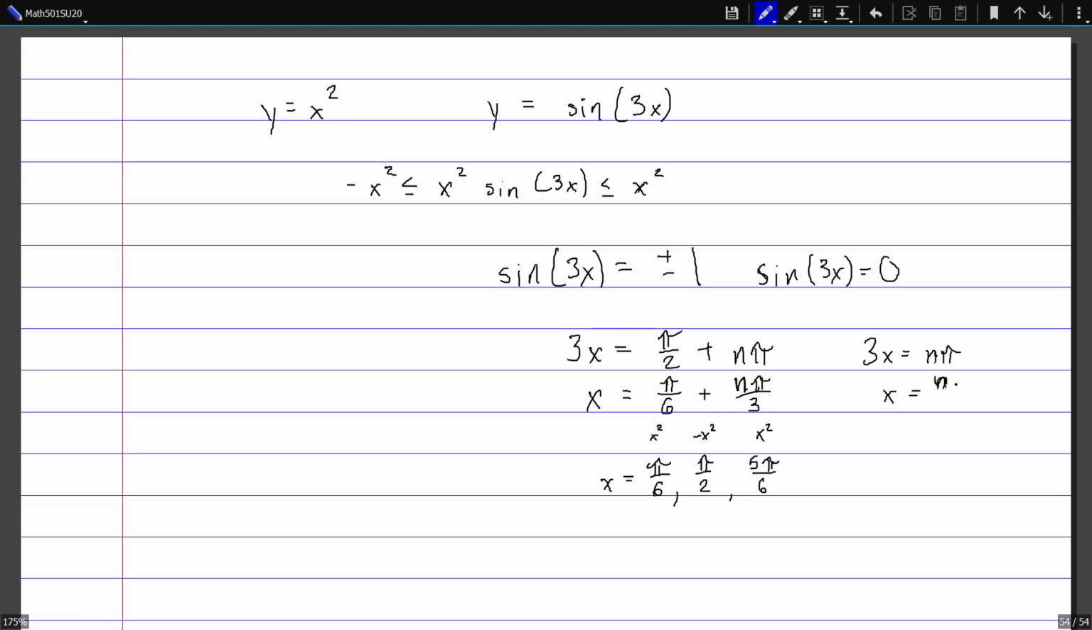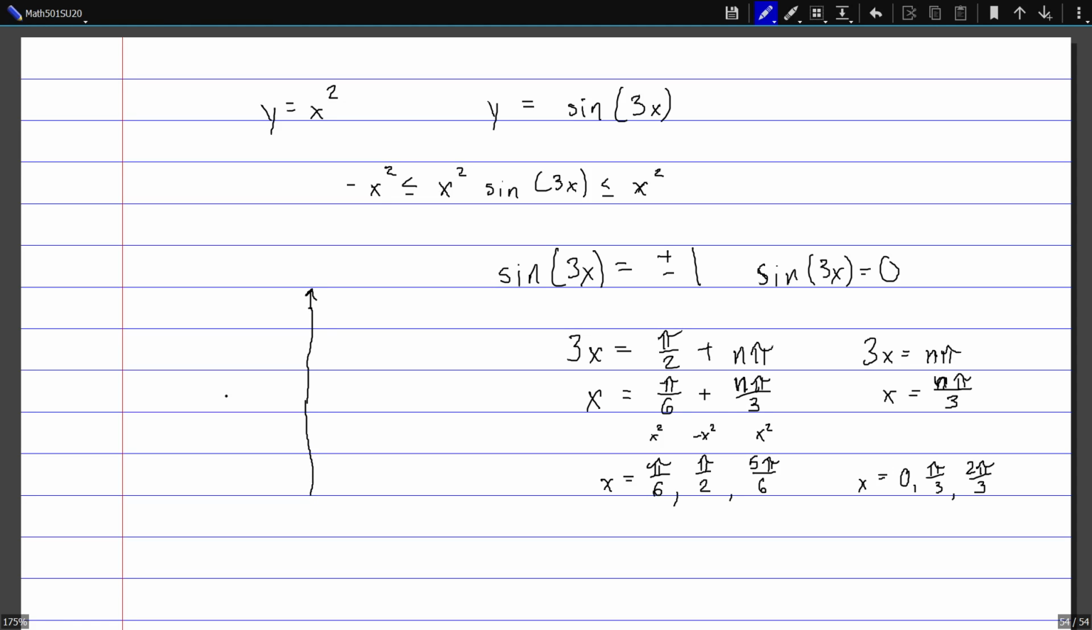I keep wanting to write my n's like pi's. n pi over 3. So it'll happen at just 0, which is when n equals 0. It'll happen at pi over 3. It'll happen at 2 pi over 3, and so on. So I've given us a lot of information here, at least in theory. But let's talk big picture for a moment.